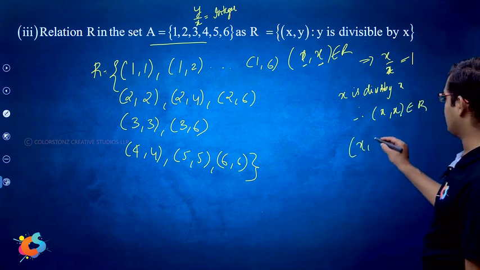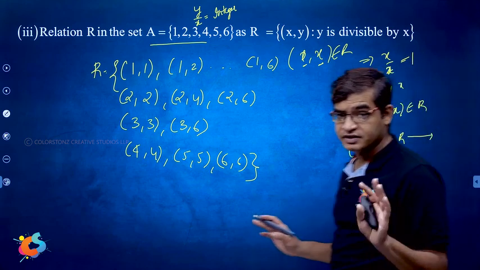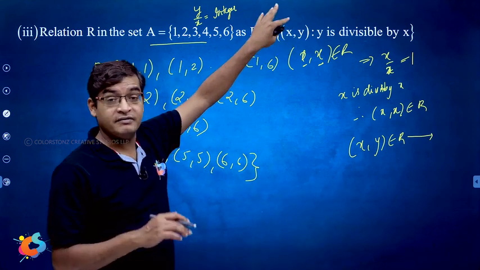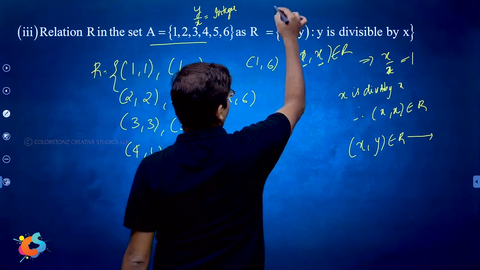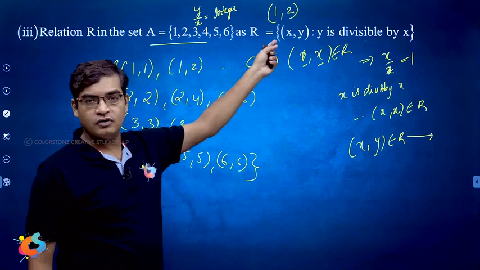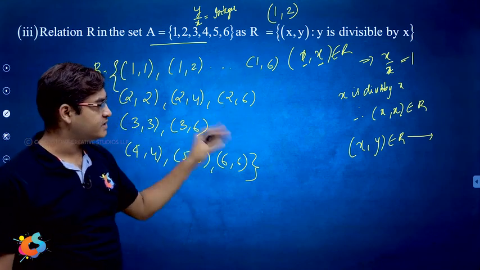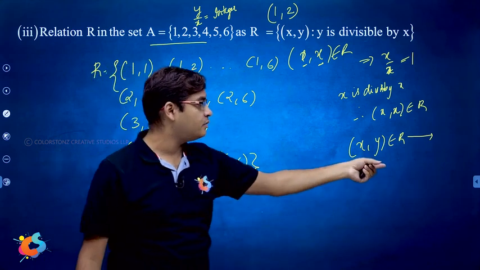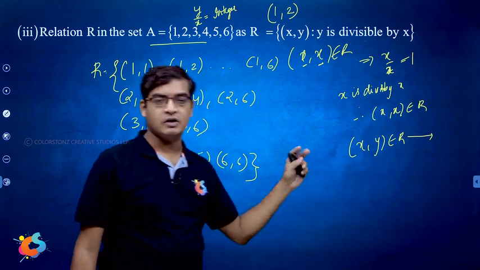Next, if X comma Y belongs to our relation, can I say Y comma X belongs to our relation? This we can never say, because if X is dividing Y, how can you say Y also divides X all the time? Not possible. Let us say for example, 1 divides 2. So therefore 1 comma 2 will be there in our relation. But 2 comma 1 will not be there, right? So therefore this will not be symmetric. If Y is divisible by X, that does not mean X is divisible by Y. So therefore this is not symmetric.